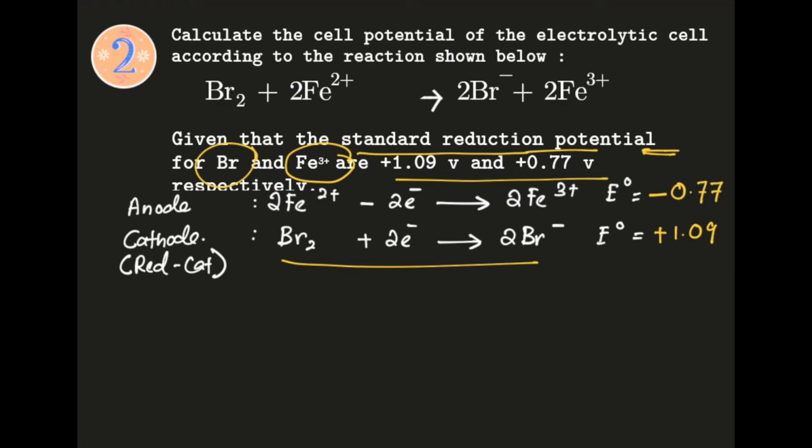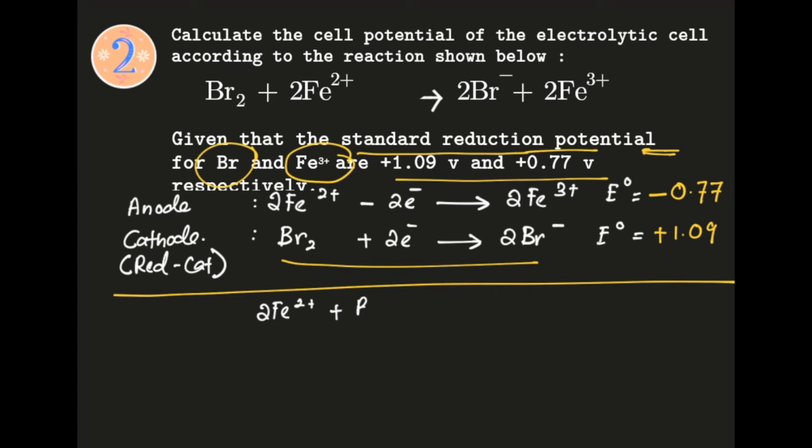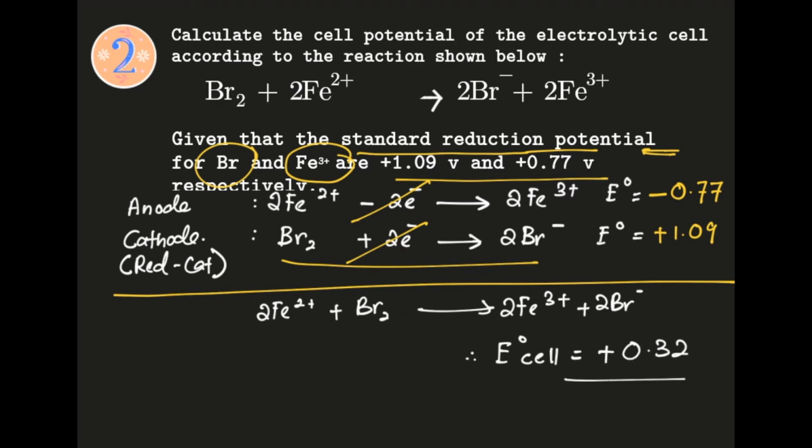0.77. Right. So from here, we can write the overall reaction, which is 2Fe2+ plus Br2, because this one is already slashed out, so you will get 2Fe3+ plus 2Br-. Therefore, your E naught cell should be equivalent to positive 0.32. So this is the final answer for the second question.